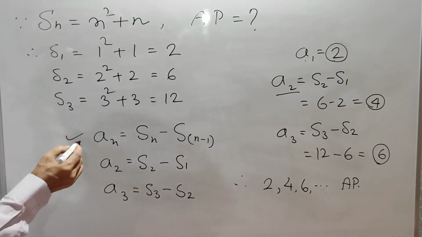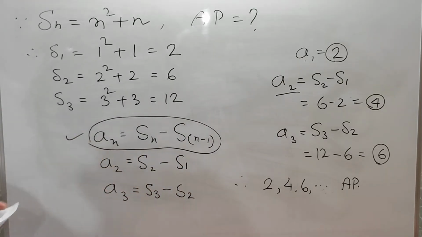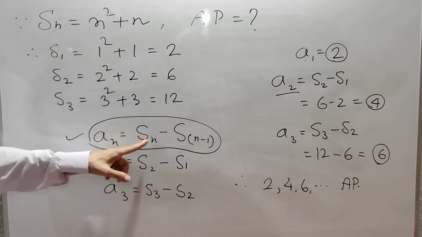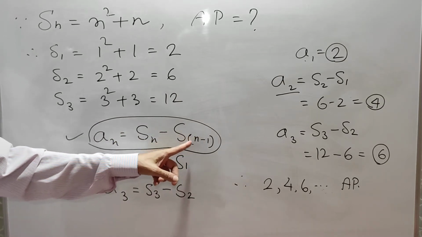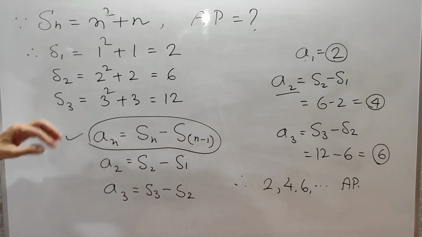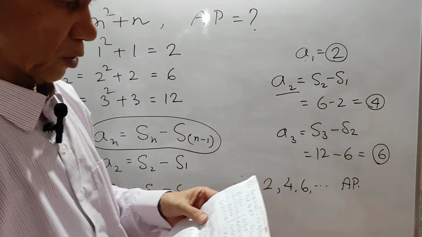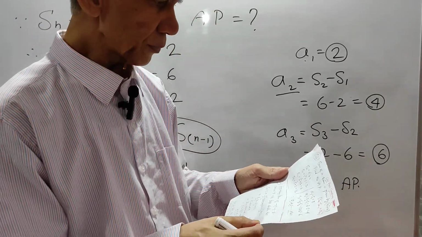So note the formula we have used: the nth term equals the sum of n terms minus the sum of n minus 1 terms. Here n minus 1 means the term before n. All right. So Runa, I hope you are satisfied with the answer.